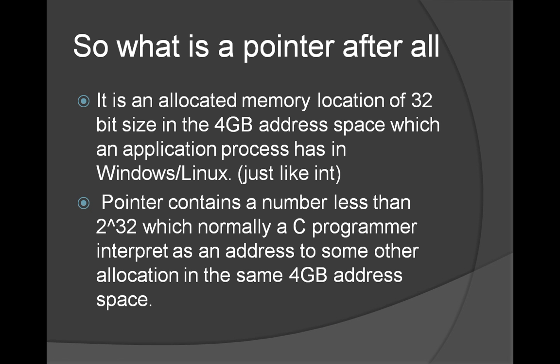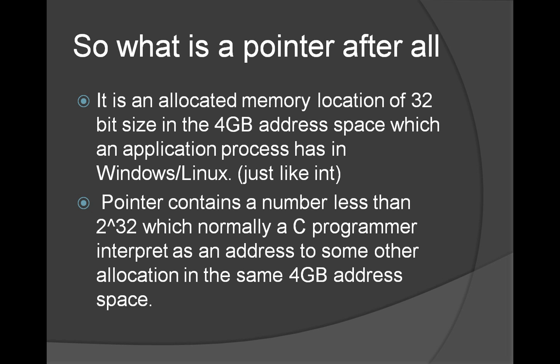So now let's discuss pointers. A pointer is an allocated memory location 32 bits in size in the 4 GB address space which an application process has in an operating system like Windows or Linux. A pointer contains a number less than 2^32, which a C programmer normally interprets as an address to some other location in the same 4 GB address space. So a pointer contains a number. A pointer is nothing but a variable which contains a 32-bit number.